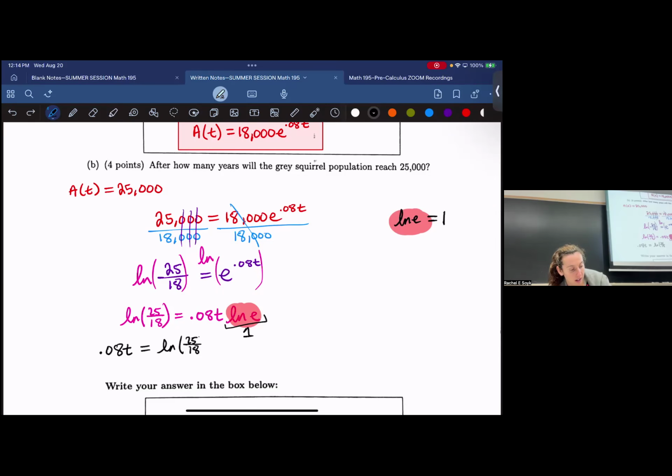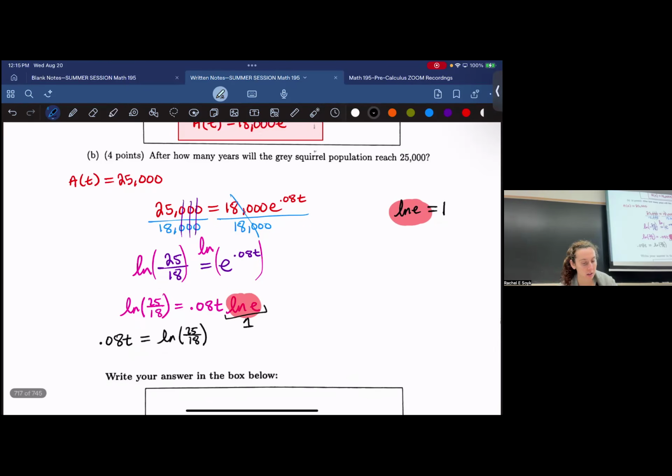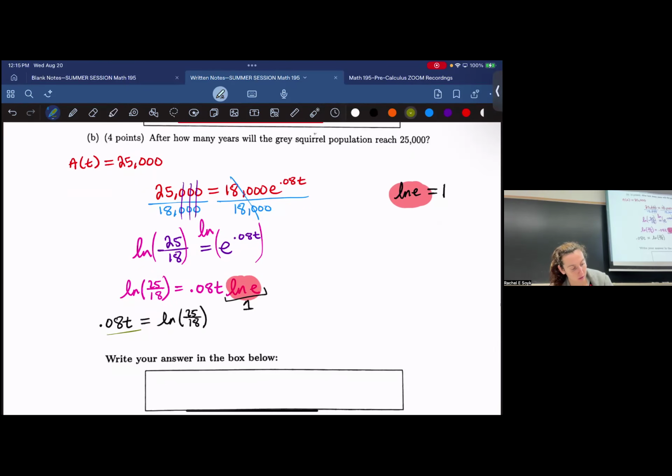And let's go ahead and divide both sides by 0.08, which we should probably put in terms of a fraction. So I'll divide it first, and then off to the side, I'll write what 0.08 is as a fraction. So 0.08 is the same as 8/100ths, which is the same as 4/50ths, which is the same as 2/25.